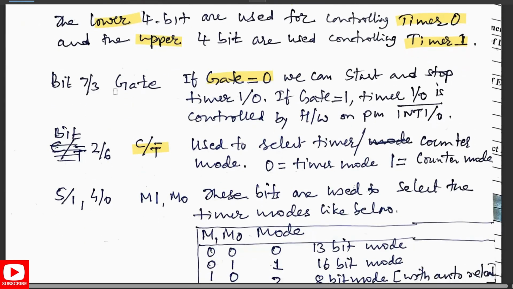Next, let's go to the counter or timer bit. This is used to select the timer or the counter. If it is 0, then it is in the timer mode, and if it is 1, then it is in the counter mode.